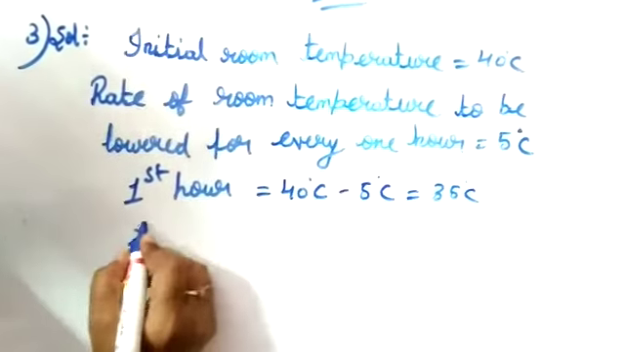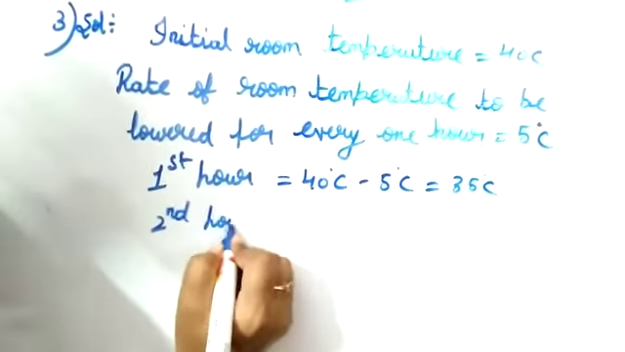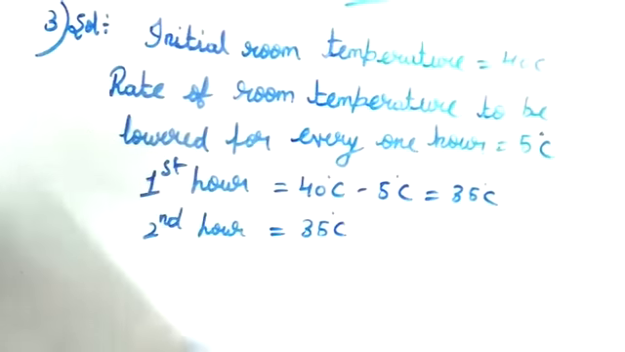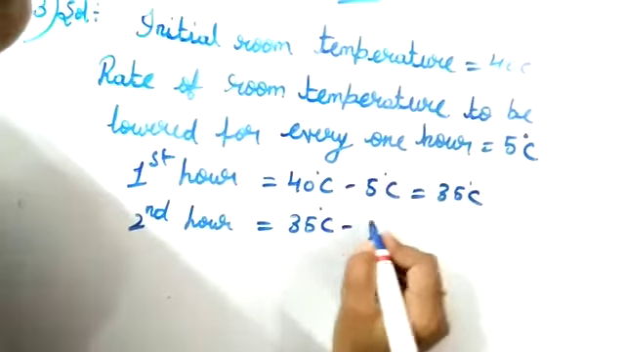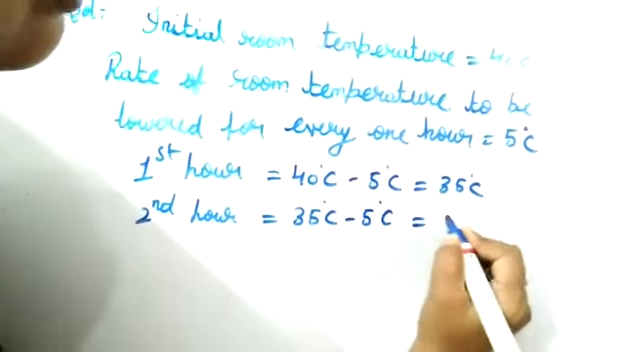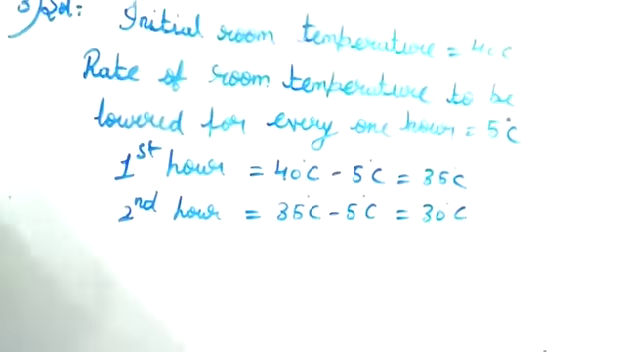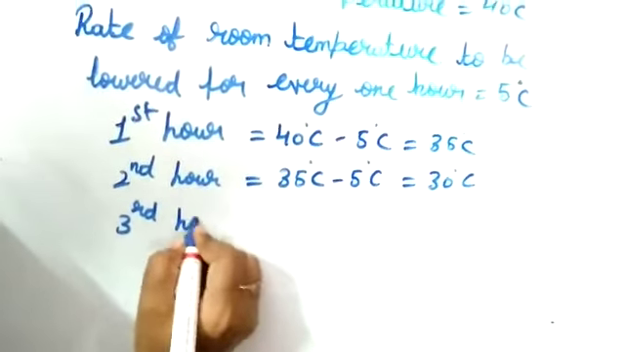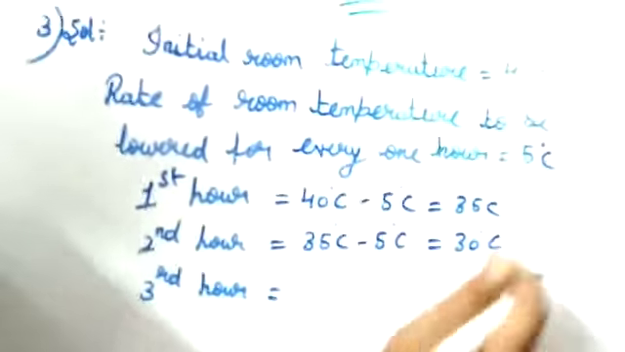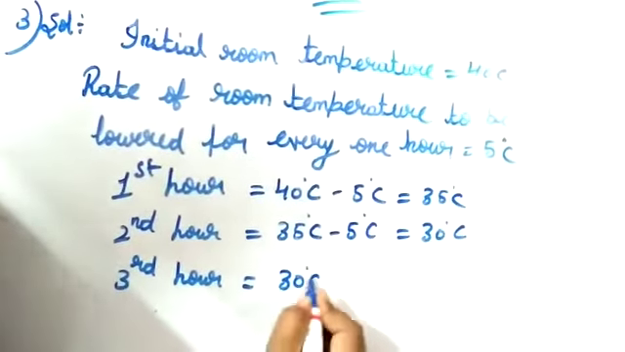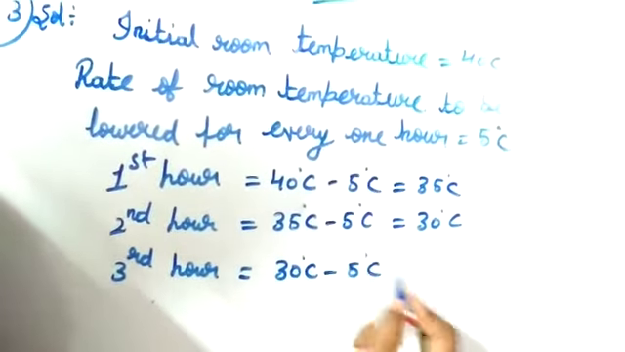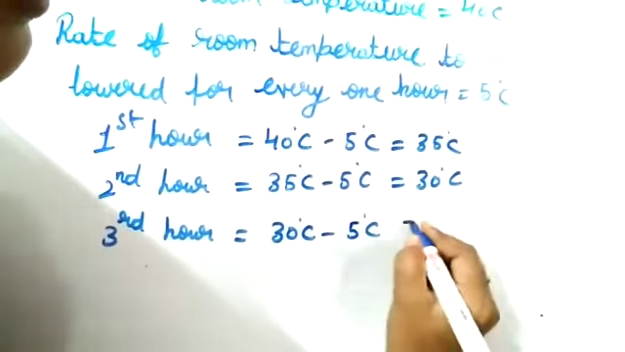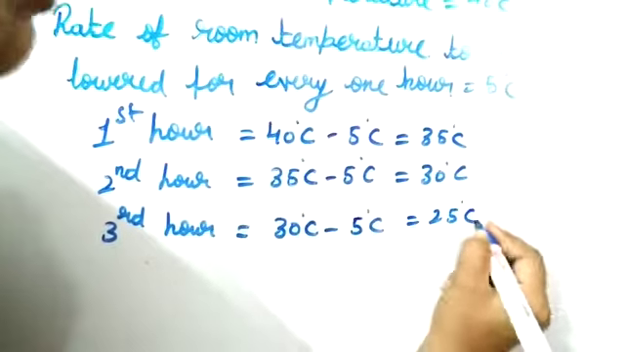Now we will check for the second hour. Second hour room temperature: your first hour temperature is 35 degrees Celsius and you need to decrease it by 5 degrees Celsius. Now you will get 30 degrees Celsius. Next is your third hour. Third hour means you need to consider 30 degrees Celsius minus 5 degrees Celsius. So what will you get? 30 minus 5, 25 degrees Celsius is for your third hour.